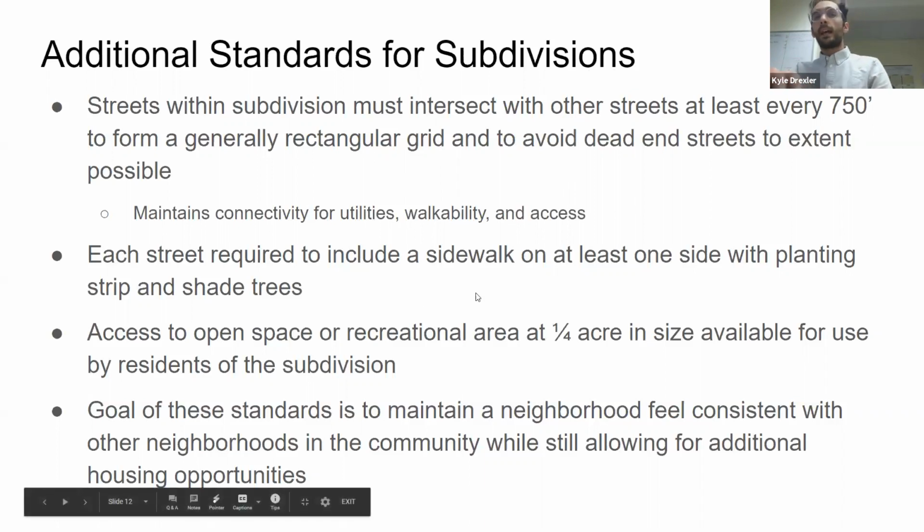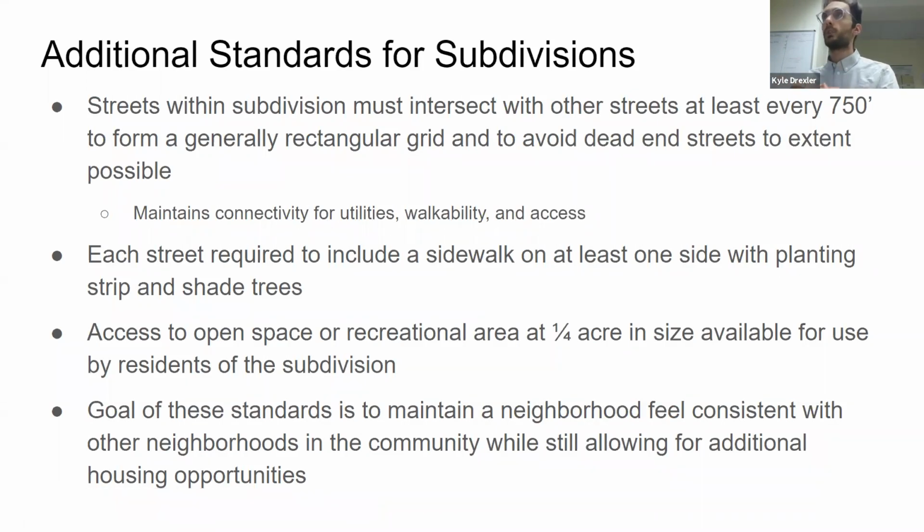And also having access to some sort of open space or recreational area for the subdivision by those residents. It doesn't have to be part of a subdivision, but it could just be access to a public park or a public space, something like that. But making sure that, while you're creating a higher density and allowing for more houses to go in, you're still maintaining those open space amenities and visuals that go into Orono and creating the community that we have here.